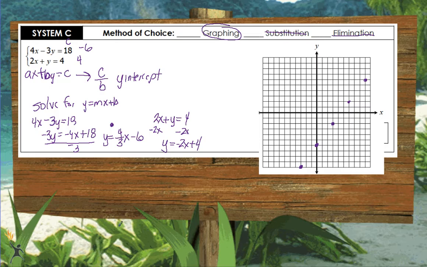Grab the second one in this nice orange color, starting at positive 4 this time, down 2 to the right 1, down 2 more to the right 1, and then finding my pair right here. Moving down and solving each one, graphing that all the way out. I see that my intersection is right here at positive 3, negative 2.